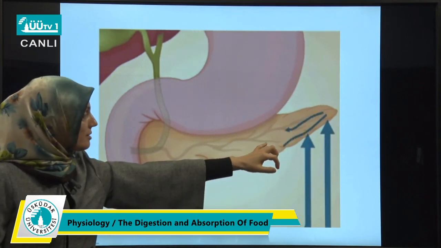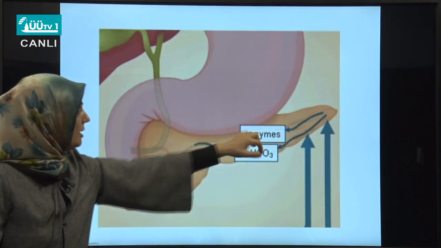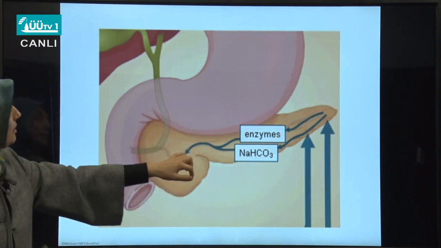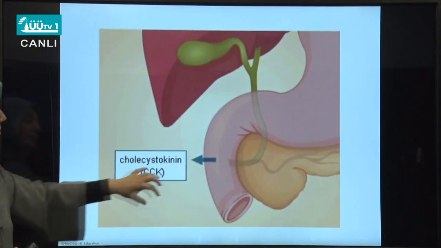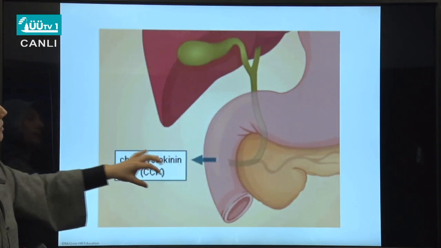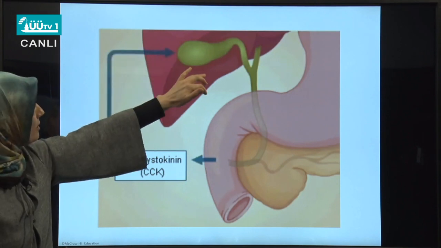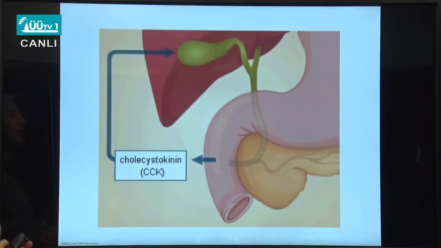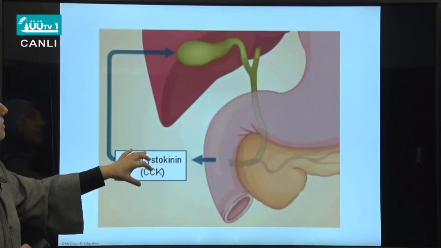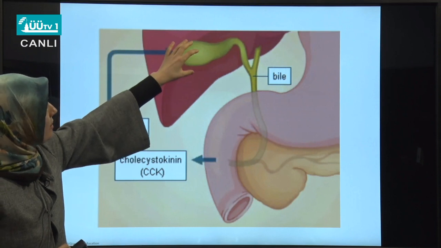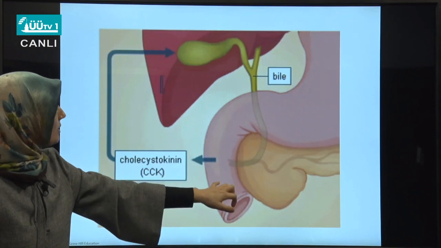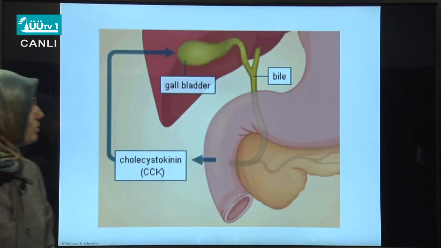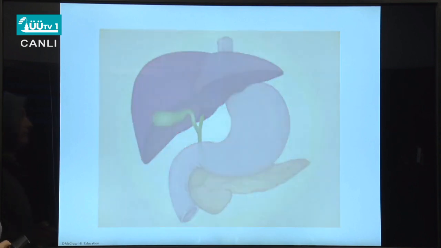From the pancreas, the bicarbonate ions and also the enzymes are secreted into the small intestine through their ducts. And cholecystokinin is very important in the regulation of the gallbladder. The gallbladder is the place where the bile is stored. When this cholecystokinin stimulates the gallbladder, it releases its bile through its duct into the small intestine, and the bile is going to be used for the digestion of fat molecules.